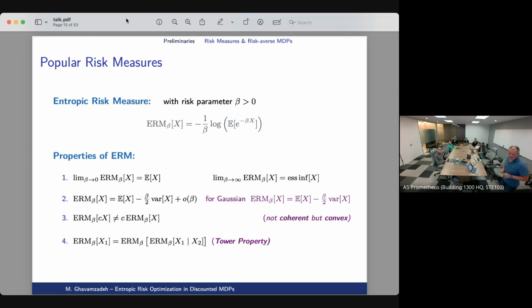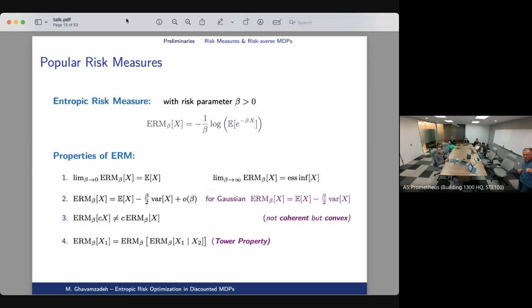So these are some properties of ERM. As you can see, if beta goes to 0, ERM coincides with expectation. The second case basically is a very good definition of what this ERM risk measure means. In the Gaussian case, ERM coincides with the mean-variance risk measure, which is a very popular risk measure that was studied back in the 50s in finance. But for a non-Gaussian distribution, there is an extra order of beta term there. So just to connect what this risk measure means, think about it as some representation of the mean and variance of that distribution.